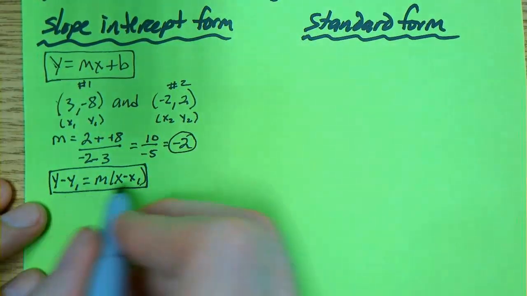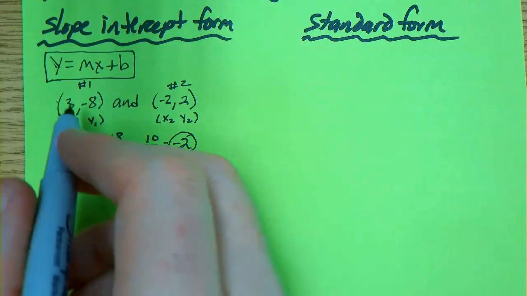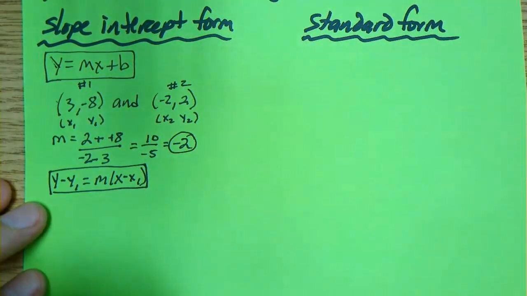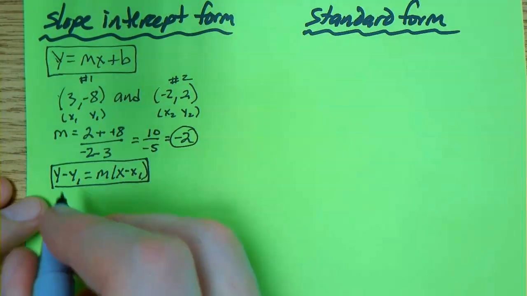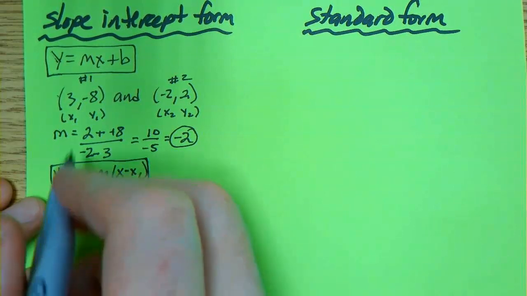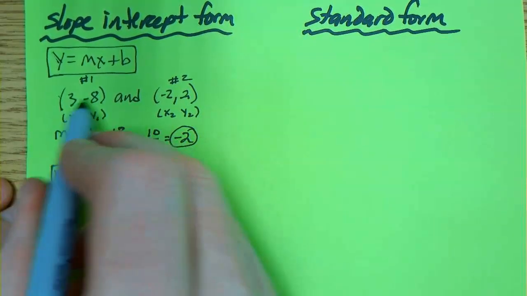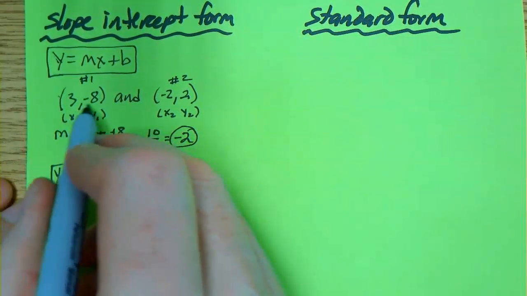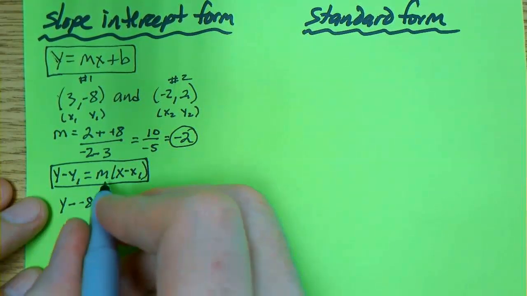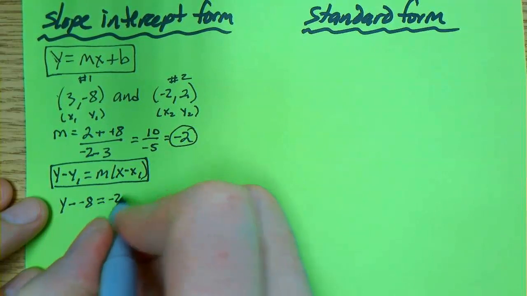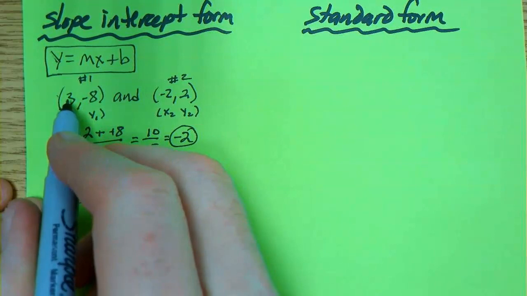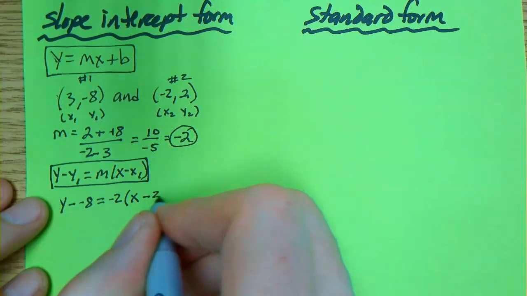Do we have a point that the line goes through? Yep, we have point number 1 or point number 2. It does not matter which one you use. Let's say we use point number 1. So we're going to say this is y minus, I need the y coordinate from this point. That's my x, this is my y, so I'm going to put -8 equals, my slope is -2, times x minus my x coordinate from this point. So that's going to be 3.